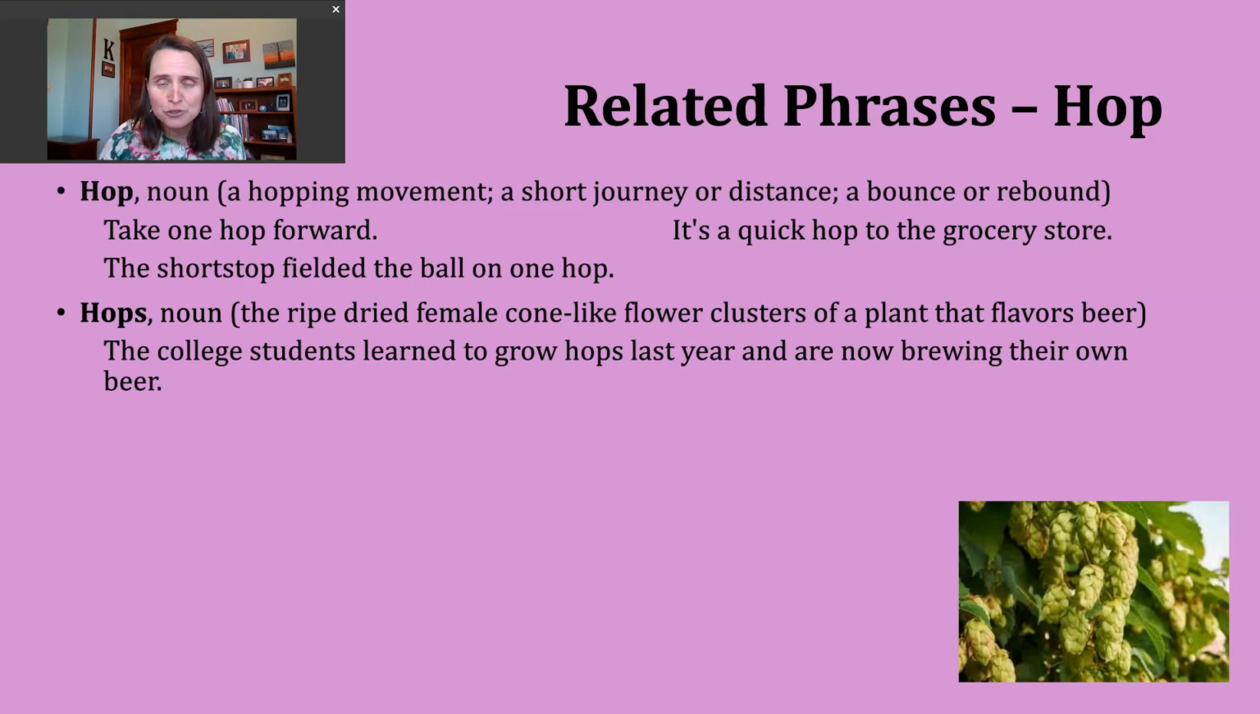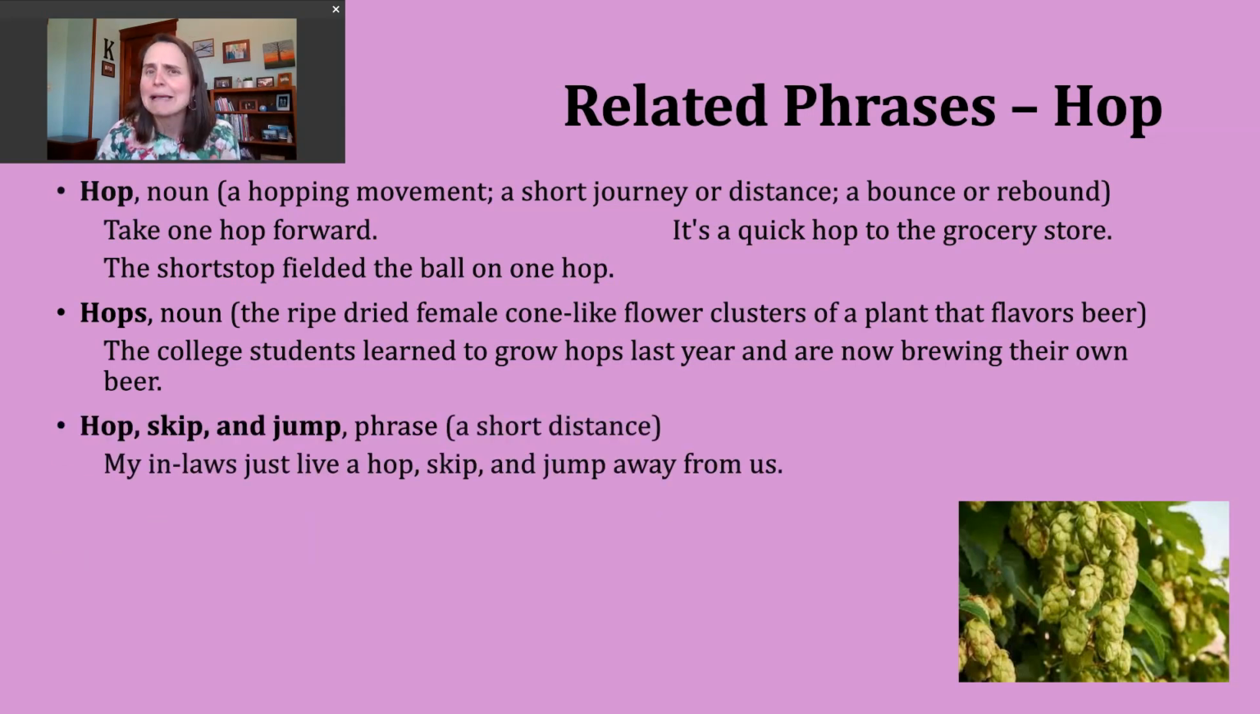So I am not a beer drinker, so I'm not an expert in this, but I've got a picture in the bottom right-hand corner of my screen so you can kind of imagine what this looks like. I know they can be very strong in smell sometimes, so an example of this form of the noun in a sentence might be, the college students learned to grow hops last year and are now brewing their own beer. Right, so this is an ingredient that I believe is quite necessary, or most people view as being necessary to make that particular alcoholic beverage.